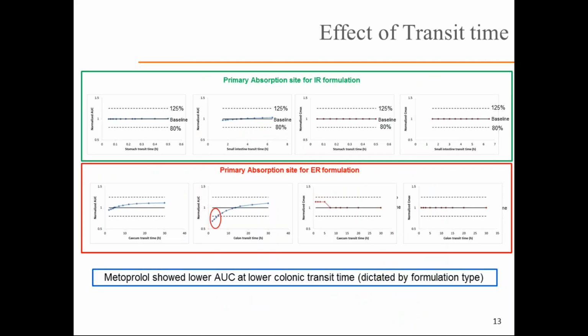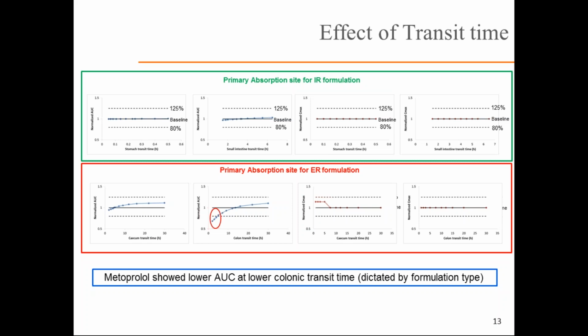Then we systematically conducted sensitivity analysis to see the effect of transit time, the formulation type, and also the system properties. What we found out is that for the IR formulation, most of the time whenever you introduce the drug, it gives you identical results to what you are predicting. There is not much sensitivity here, and this is because metoprolol has high solubility and high permeability, so we also wouldn't expect it to change drastically in Cmax and AUC.